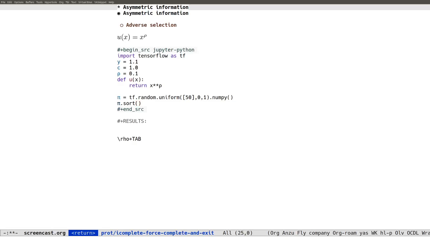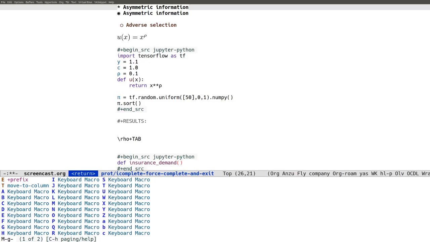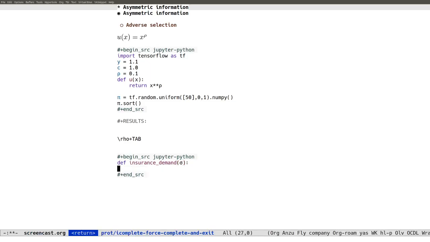So now we can define insurance demand and supply. We're going to define a function insurance demand, and insurance demand is going to be a function of sigma, which denotes the price of the insurance contract or the premium. And basically the question we'll be wondering about is who is going to buy insurance.